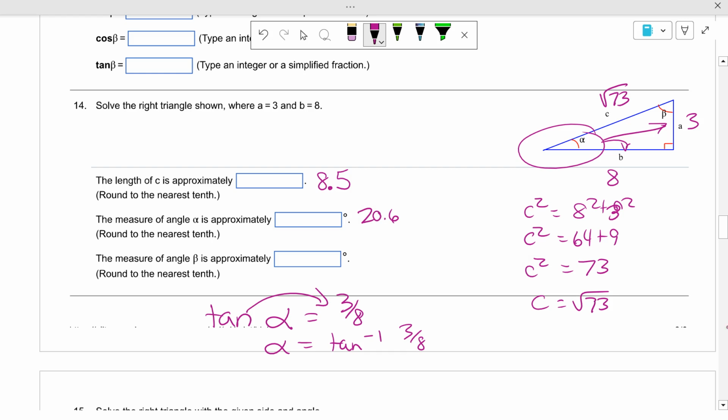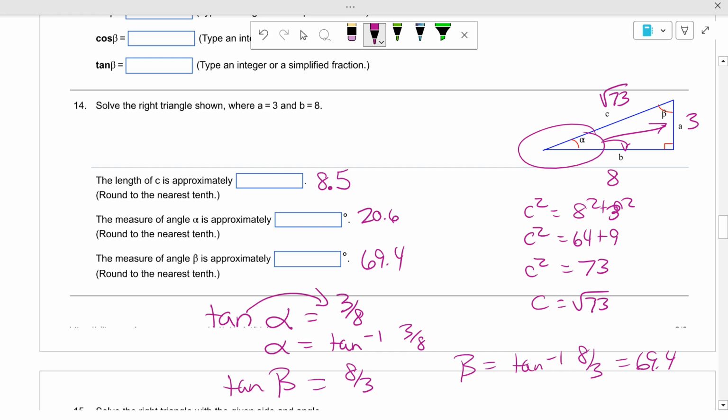Then to find beta, the tangent of beta is 8/3. What's the inverse tangent of 8/3? 69.4. Add these two numbers up. What are you going to get? Add those two numbers. What do you get? 100. Not 100. 90, right?